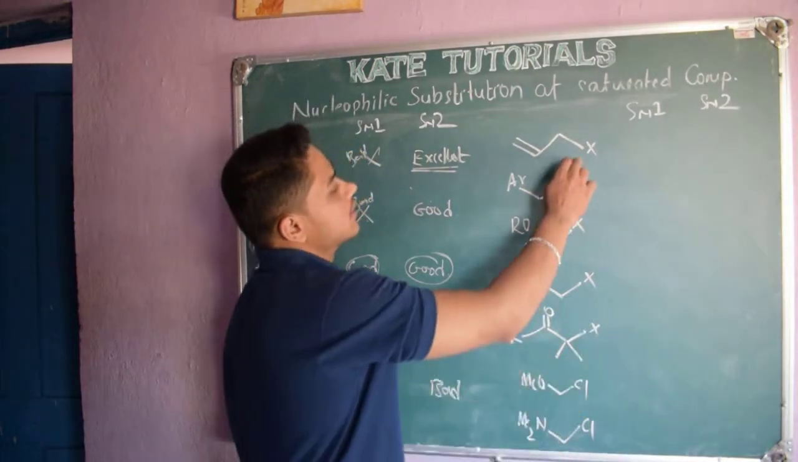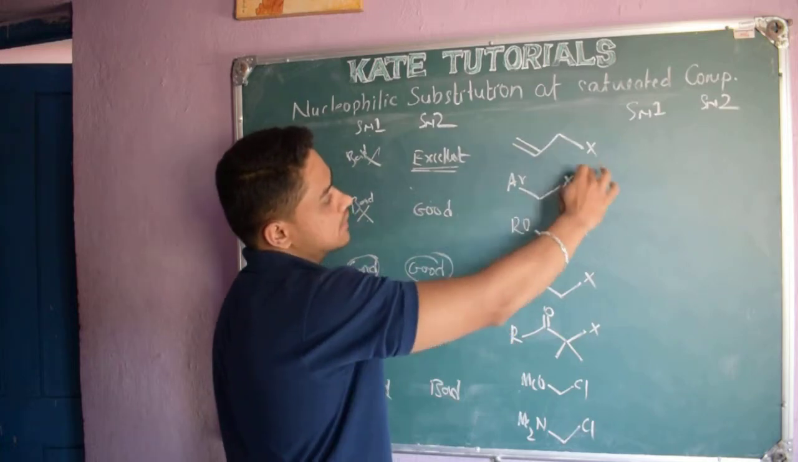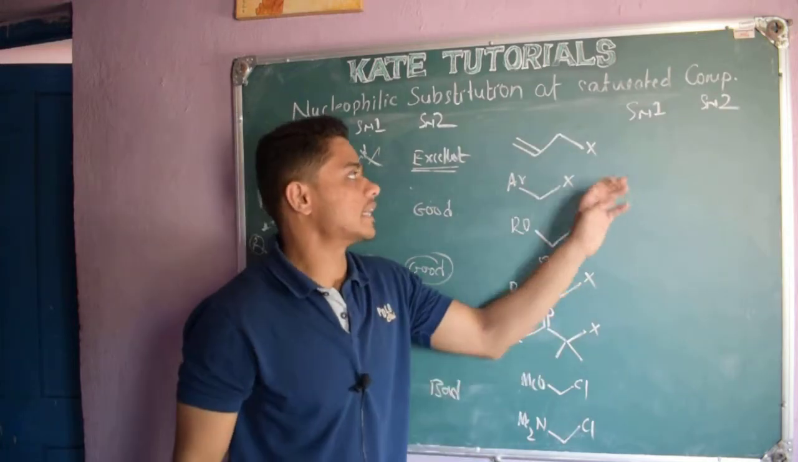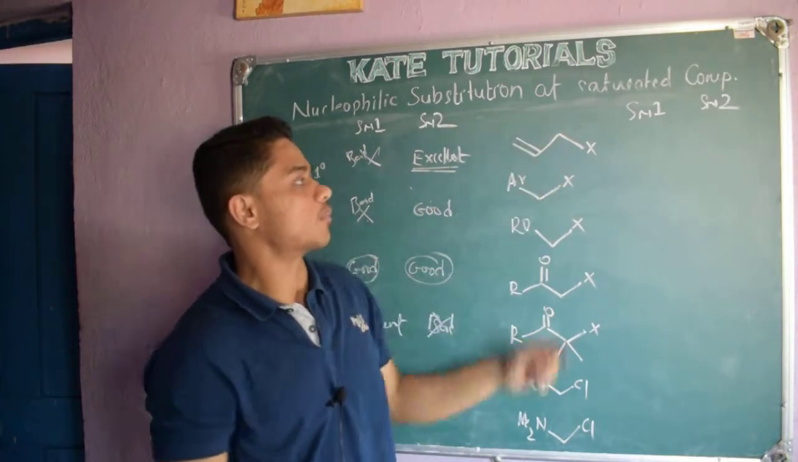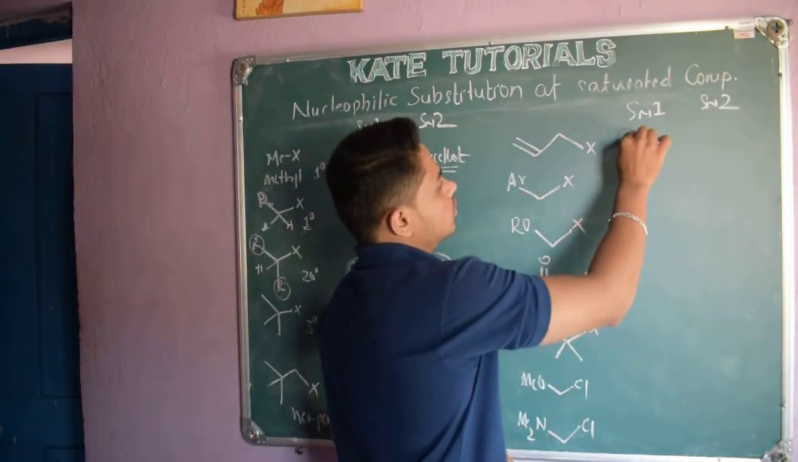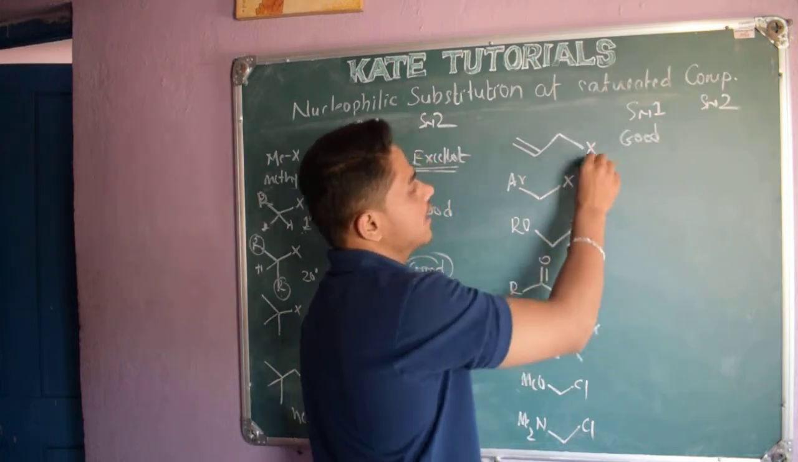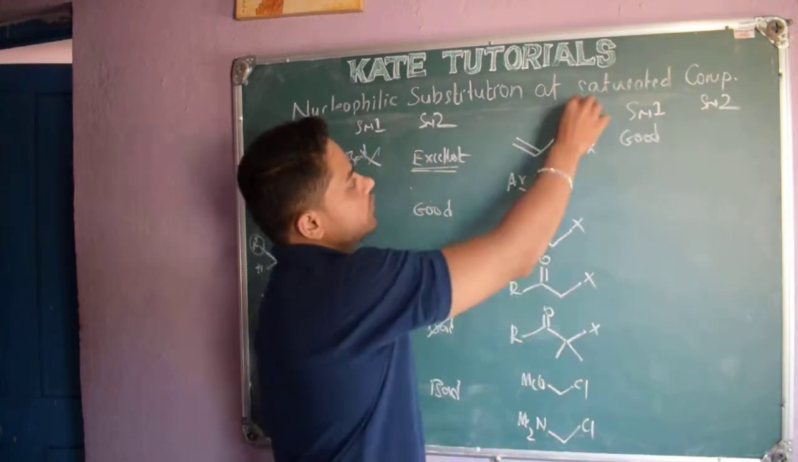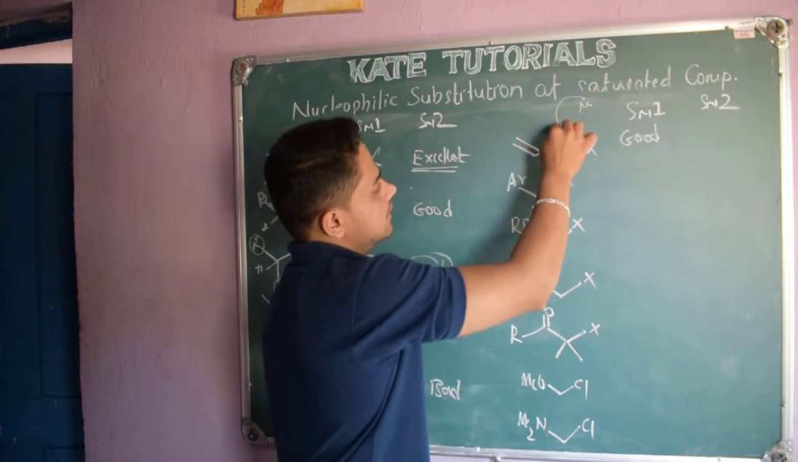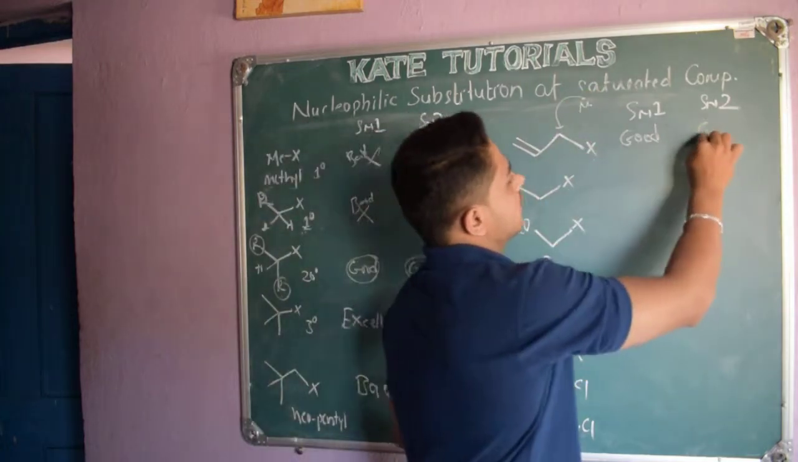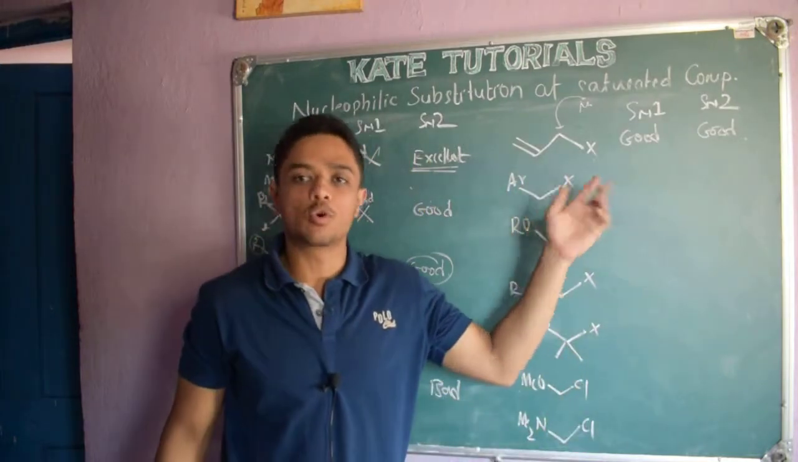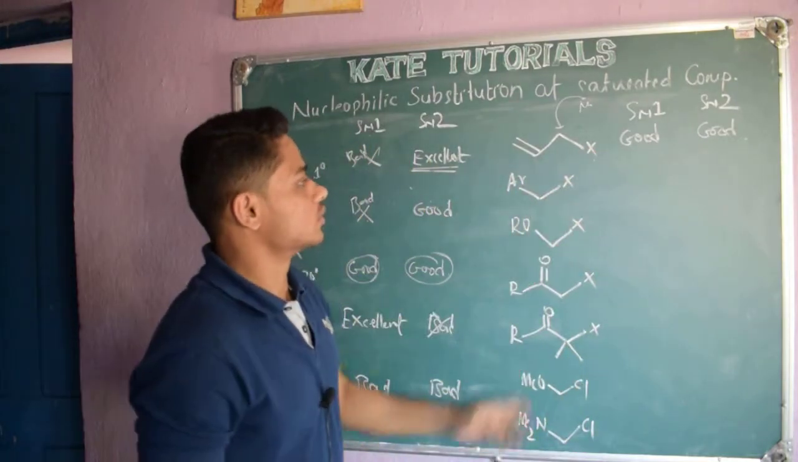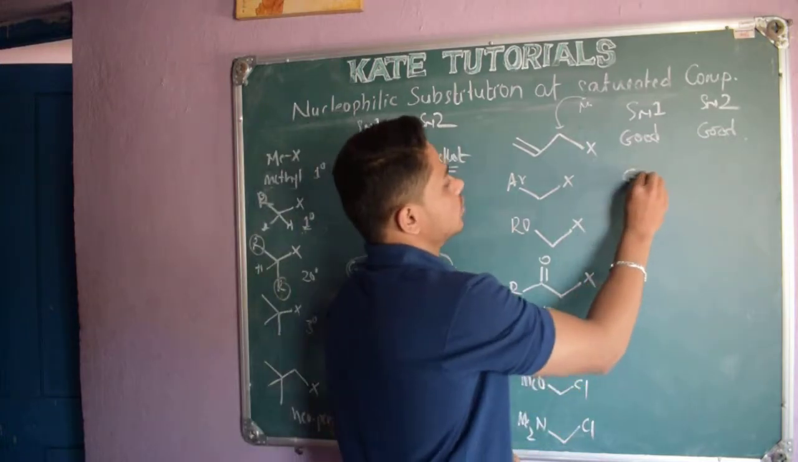See here, once it loses X with the electron density, this carbon gets a positive charge. That will be stabilized by this pi bond, so SN1 is good here. And with SN2, if the nucleophile attacks like this, the leaving group will leave, so it is also good here. So for compounds like these, we can see both SN1 and SN2. Here also both SN1 and SN2. Good.